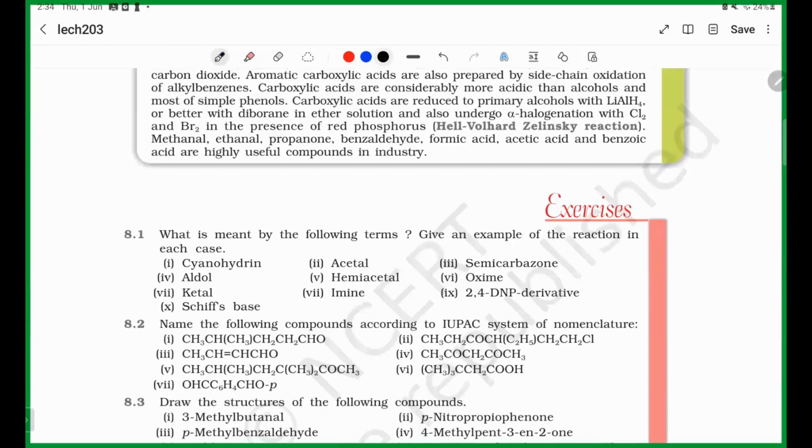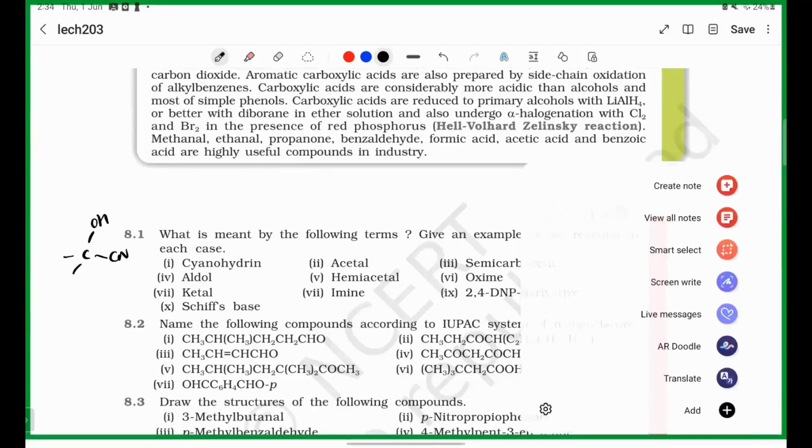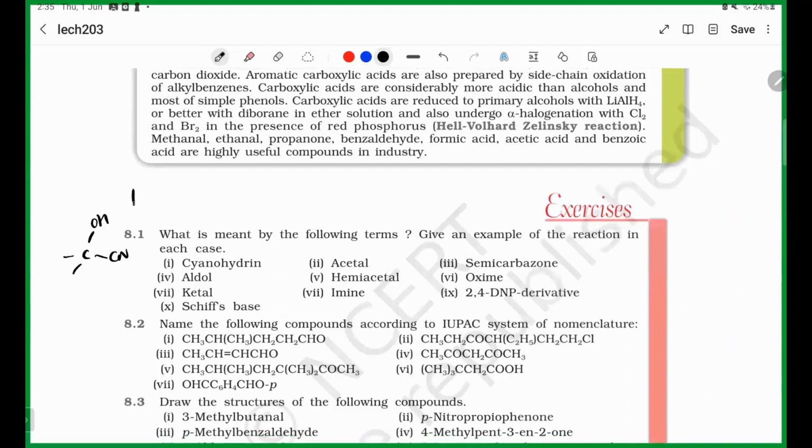We know that a cyanohydrin is just an OH and CN formation, right? It's the addition of HCN to an aldehyde. That is what's meant by a cyanohydrin. The CN minus acts as the nucleophile and attacks the delta plus carbon of the carbonyl group and forms a cyanohydrin complex.